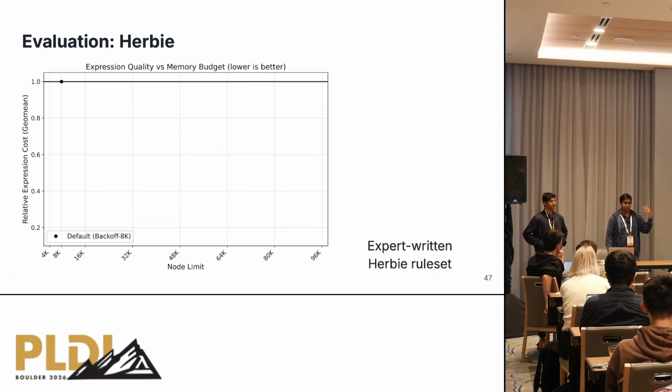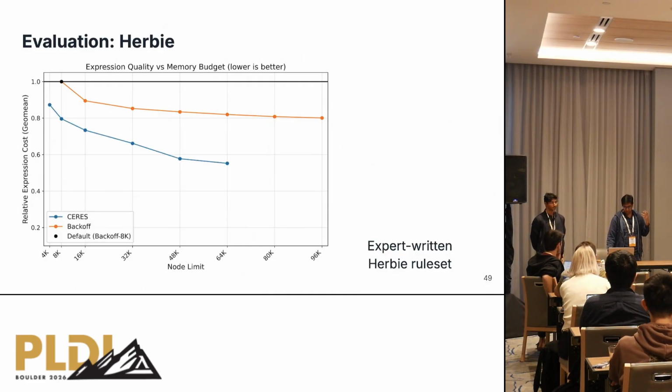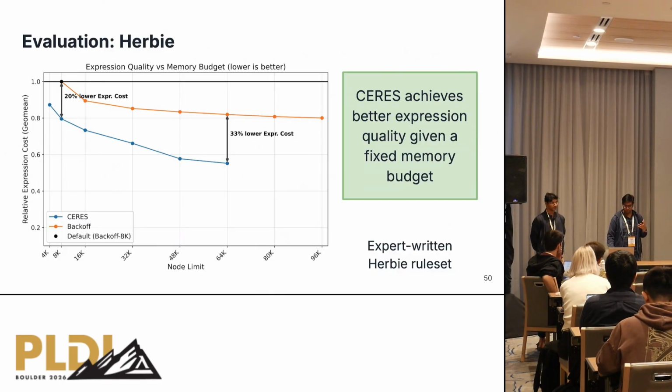Looking at the main rule set, over here we plot the relative expression cost, geomeaned over all the 800-ish eGraphs, on the y-axis against the node limit that we set for the engine on the x-axis. As we increase the node limit, we see that the relative cost decreases for backoff. Again, lower is better since we want lower cost, which is better expression quality. When we look at CERES, for similar node limits, we observe even lower costs. At around 8K, CERES achieved around 20% lower cost than backoff, and the improvement got better, and at around 64K, it was 33%.